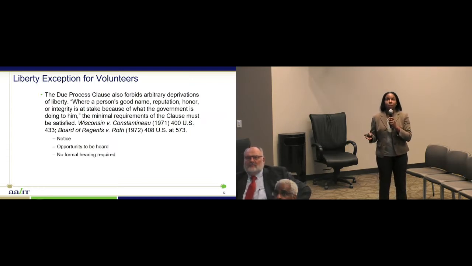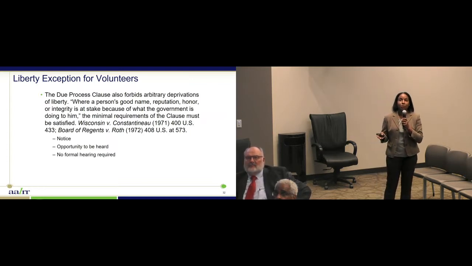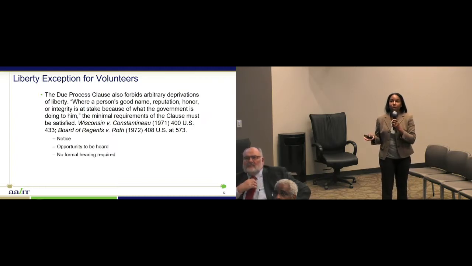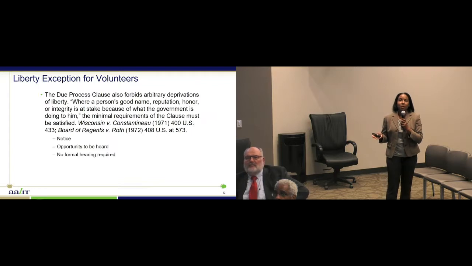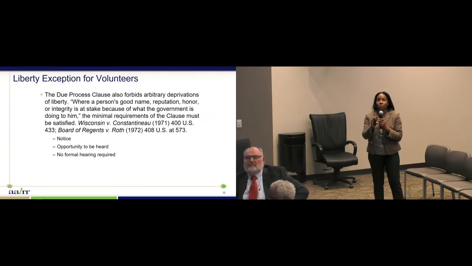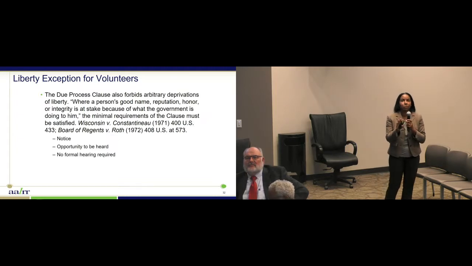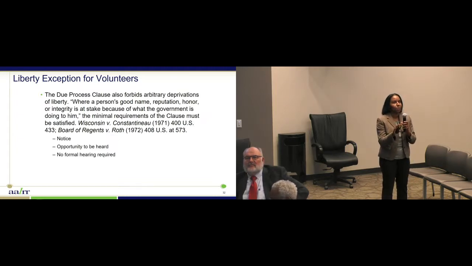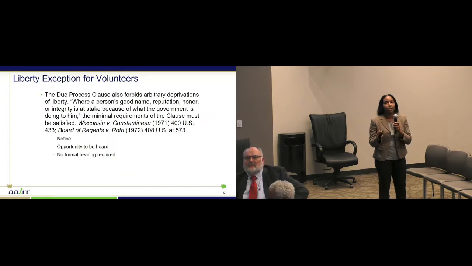So the due process clause forbids arbitrary deprivations of liberty where a person's good name, reputation, honor, or integrity are at stake because of what the government is doing to that person. So the minimum requirements of the clause, meaning the due process clause, must be satisfied. And remember, when we talk about the minimum requirements, that's because you make a balancing test with respect to the interests, those being education first and the allocation of resources.